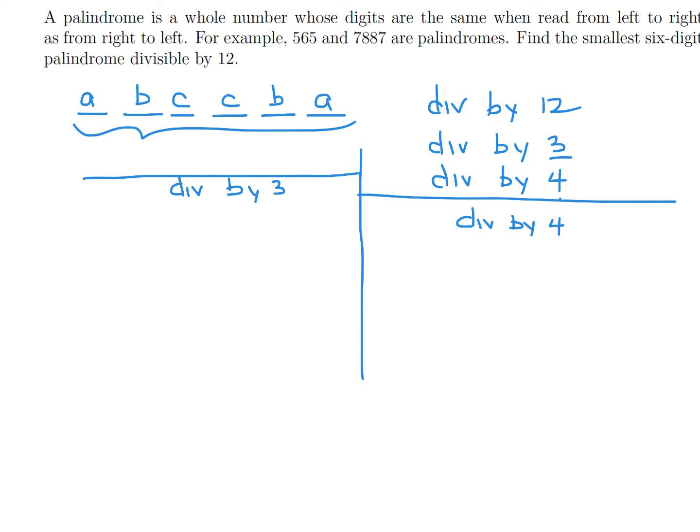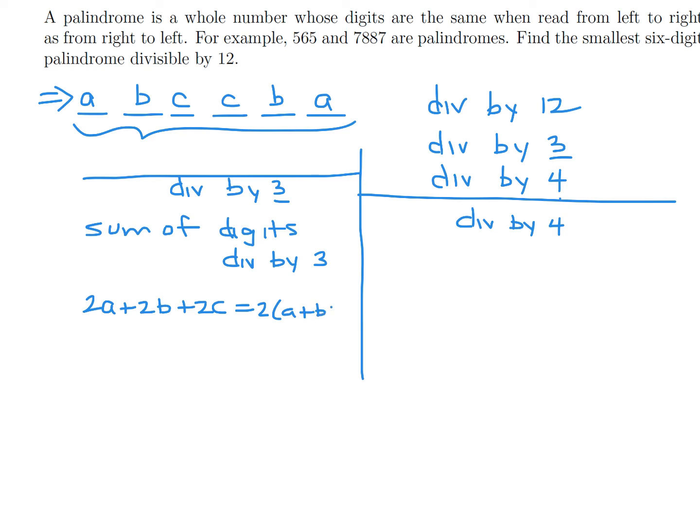Okay, if it's divisible by 3, then according to, there's many divisibility rules, but the one that involves 3 says that the sum of the digits would be divisible by 3. So in this case, the sum of the digits would basically be 2a plus 2b plus 2c. Now, if we factor out a 2, it's a plus b plus c. Now, 2 is not divisible by 3, so this must be divisible by 3. So that can be either 3, 6, 9, 12, 15, 18, 21, 24, and 27.